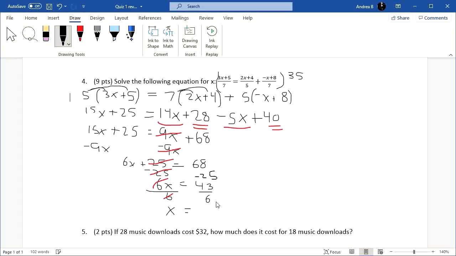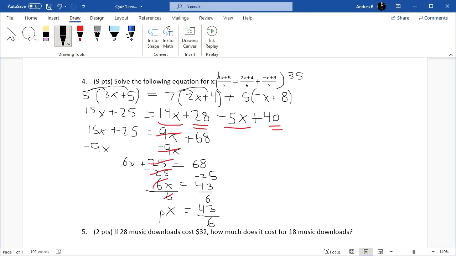And then check, once again, anytime you have a fraction, see if you can simplify that. In this case, 43 and 6 have no common factors. There's nothing you can reduce for that fraction. So your final answer in this case would be x equals 43 over 6.